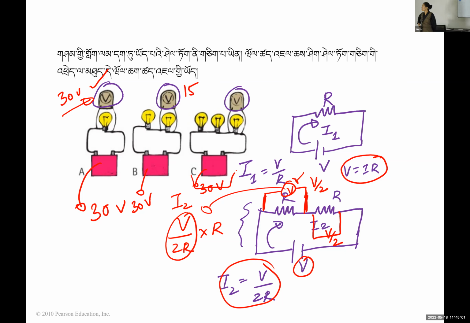10 each. Very good. So this is what is called as a series circuit.